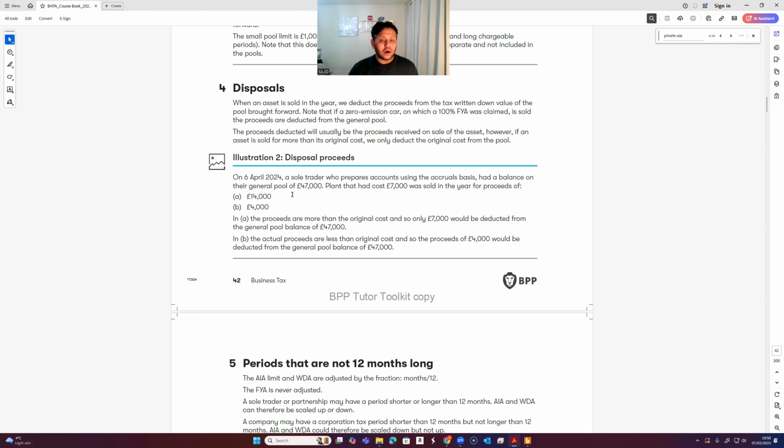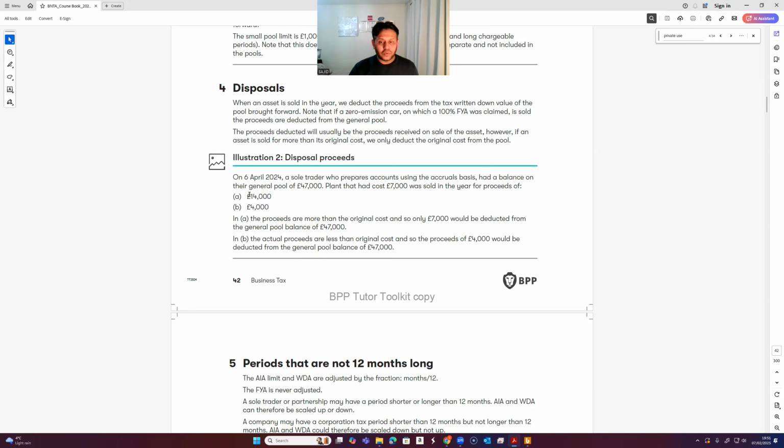So the general pool is the combination of all the assets we have there. We don't know how many assets we have here. A plant that had a cost of 7,000 was sold in the year for proceeds of... So we have a plant, the original cost was 7, and that is inside of this tax written down value on the pool. So we sold it for 14 and 4. So A and B. What happened if we sold it for 14?